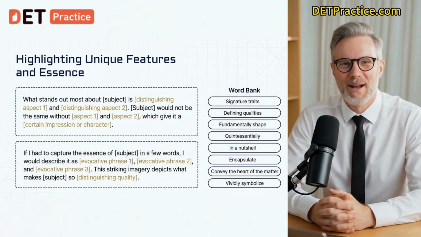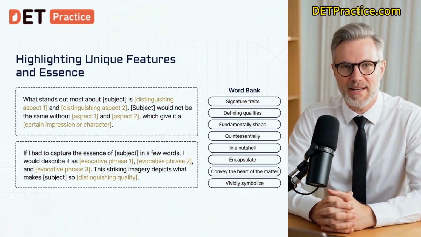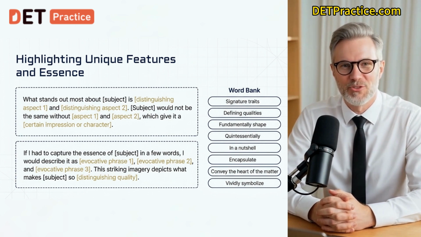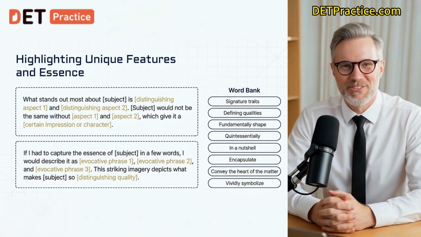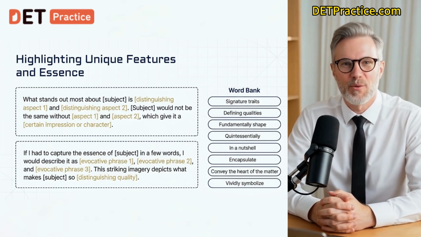Template 4. Capturing the essence. For a more advanced description, try, if I had to capture the essence of subject in a few words, I would describe it as phrase 1, phrase 2, and phrase 3. This striking imagery depicts what makes subject so distinctive. Useful expressions include in a nutshell, encapsulate, convey the heart of the matter, and vividly symbolize. This structure can help you show more advanced vocabulary.